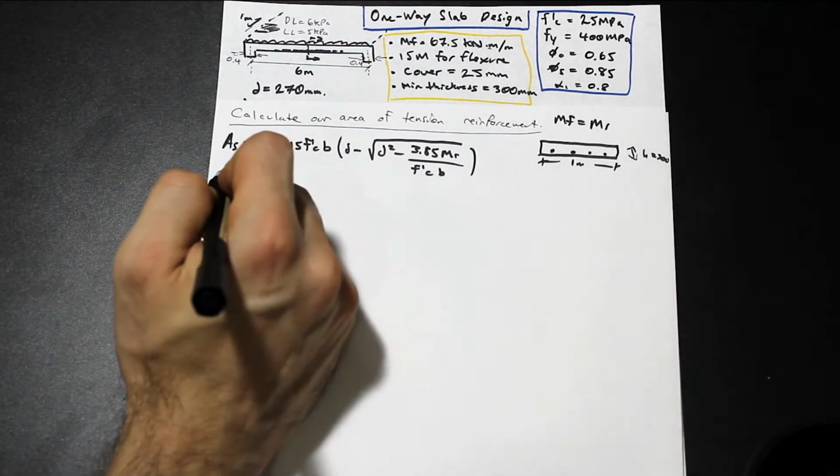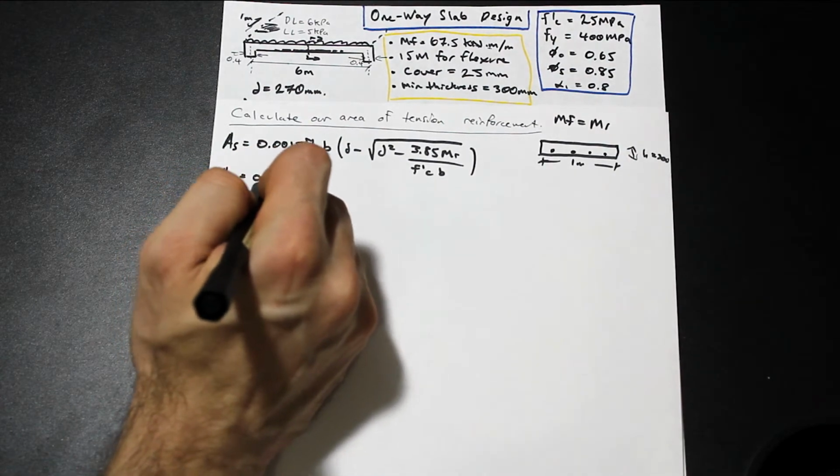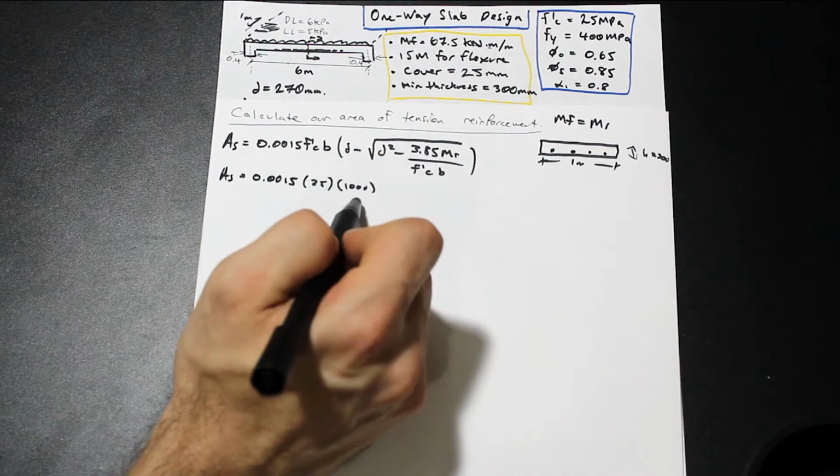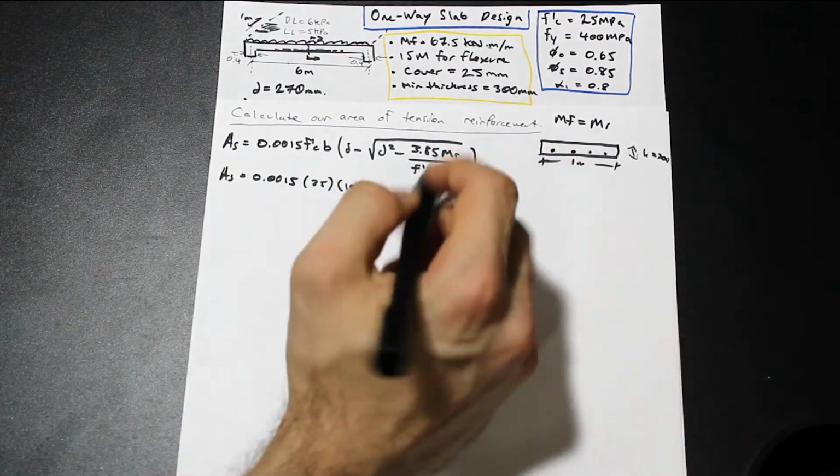That's a good play. So let's plug into this formula and see what we get. Here we're using b is 1000, so that's our 1 meter depth.